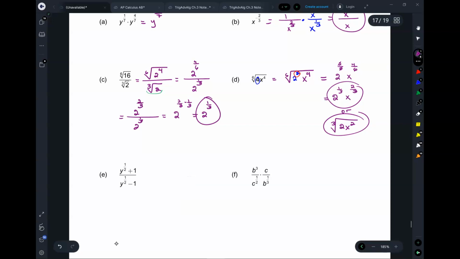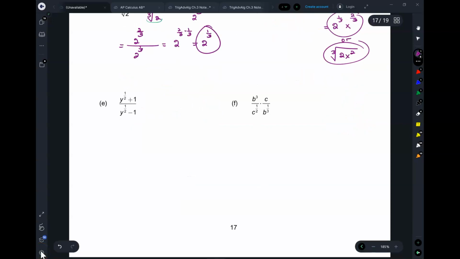Okay, so next, we have again a conjugate situation. So, what's another way to think of y to the 1/2 in root form? It's root y minus 1, right? So what would the conjugate be? Root y plus 1, but we're going to keep it in exponential form because that's what we're doing. So I'm going to multiply top and bottom by y to the half plus 1. You see how it's the same as what we were doing yesterday, but in exponential form now.